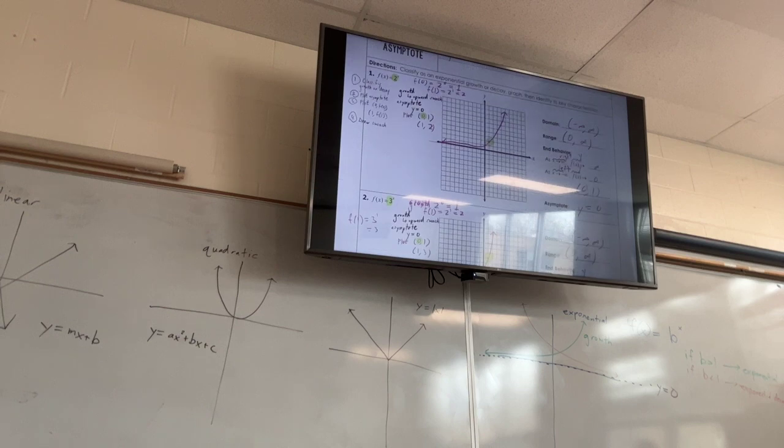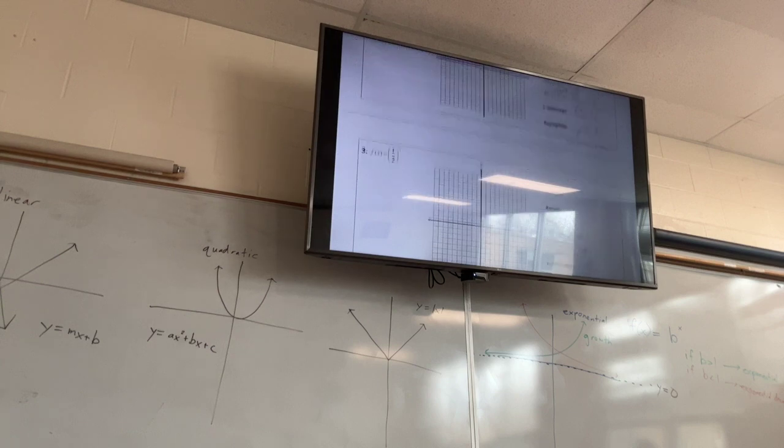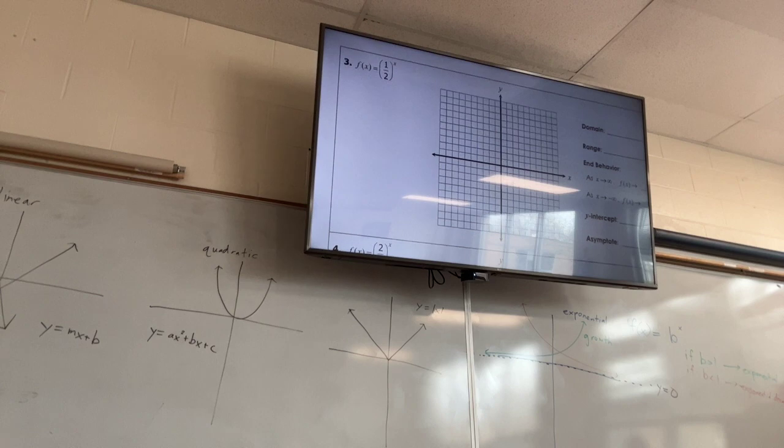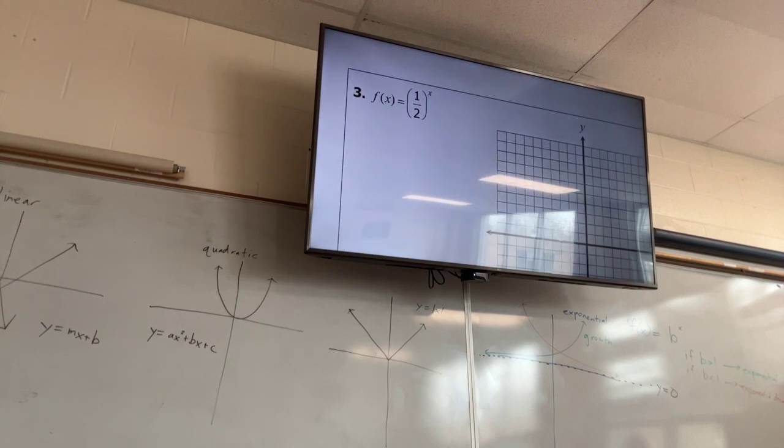All right, same thing down here. Same 4 steps down here, okay? So this is going to be a decay. All right. How do I know it's a decay? The number there is less than 1.